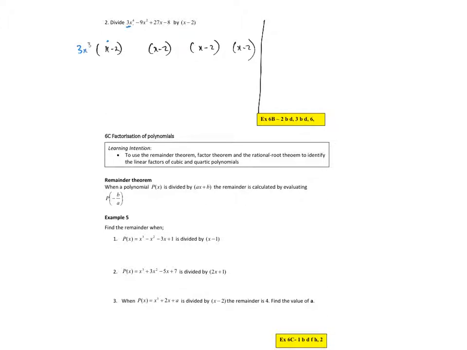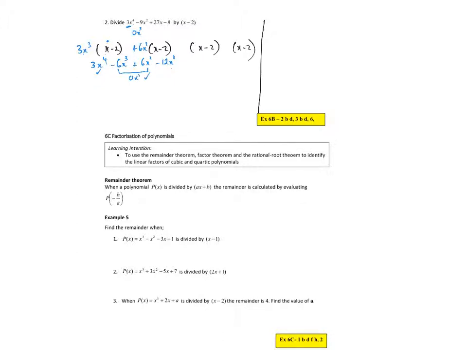I'm going to do 3x cubed. 3x cubed times x gives me 3x to the 4. Minus 2 times that gives me minus 6x cubed. So I've got my first term correct. I'm meant to have 0x cubed here, but I've got minus 6, so I have to add 6 of them. And I'm going to have an x squared out the front so I can multiply to make it an x cubed. Multiplying those together, I get plus 6x cubed minus 12x squared. So now these two terms give me 0x cubed, which is what I want.